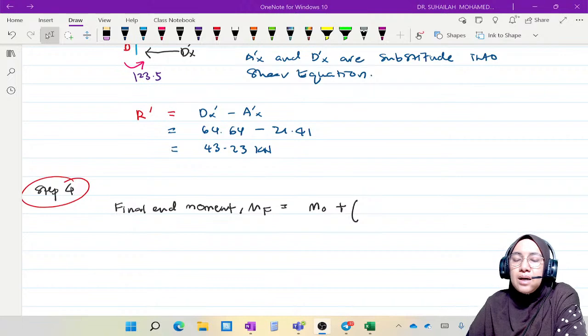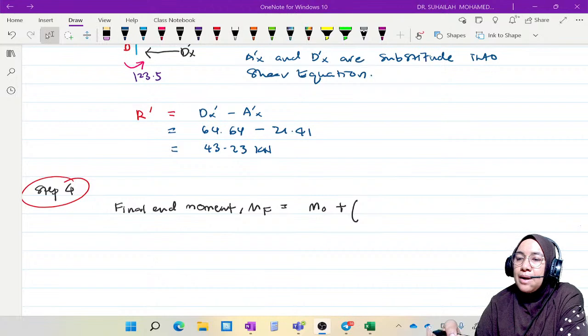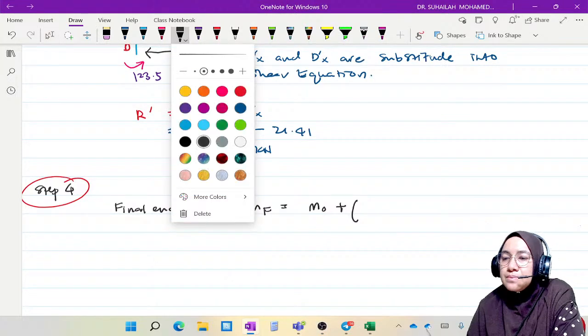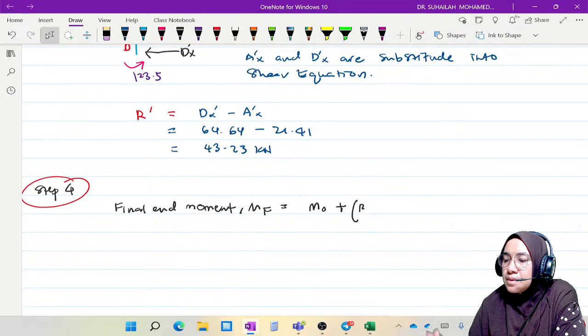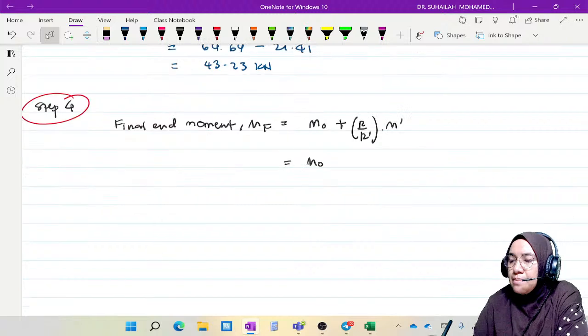This is step number 4 to calculate the final moment. The final moment, M final or M total, we actually get from the principle of superposition. It is M naught plus R divided by R prime times M prime. So we get M naught plus R.